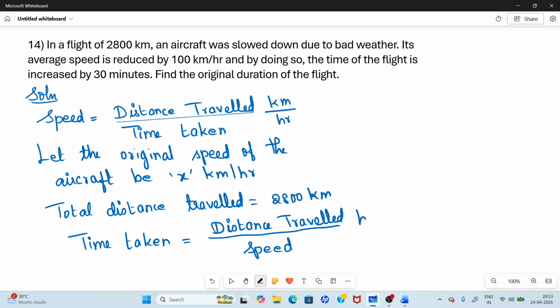The unit is hours, okay? In this particular question, it's hour. So the original time taken, t equal to distance travelled here is 2,800 kilometer and the speed is x kilometer per hour. So t equal to 2,800 by x hours.